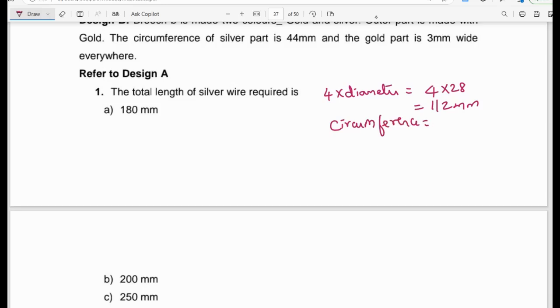So we need to calculate the circumference. Circumference is pi d. Pi is 22 by 7. D is 28. So 7 fours are 28, and 22 into 4 is 88 millimeter.